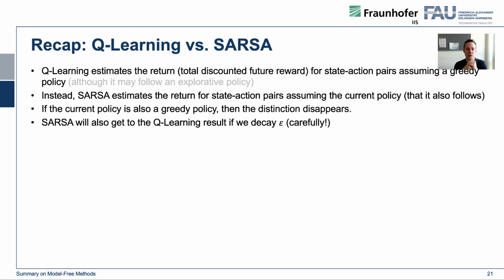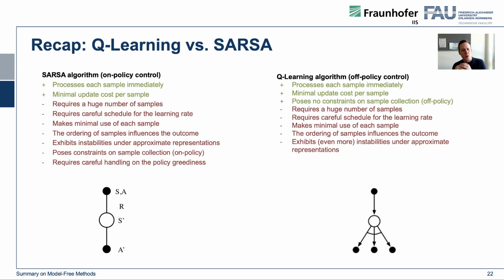Then Sarsa will be equivalent to Q-learning, with the exception that, as the action is selected before the update, it might lead to a one-step delay between Q-learning and Sarsa, but they are really similar in a sense. And Sarsa will also approach Q-learning if we decay the exploration probability carefully. We have also seen a few advantages and disadvantages of both Sarsa and Q-learning.